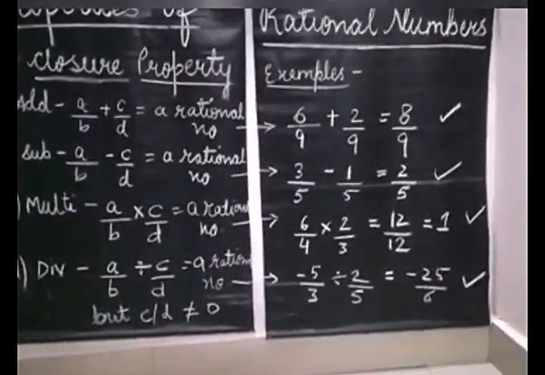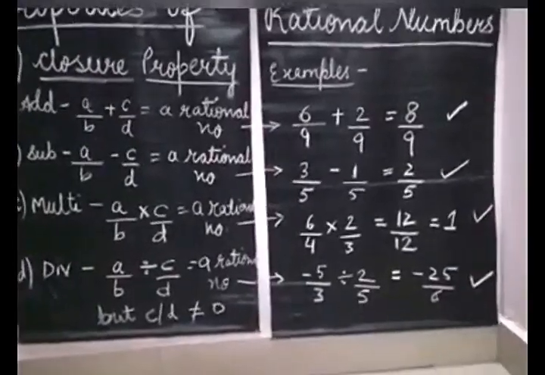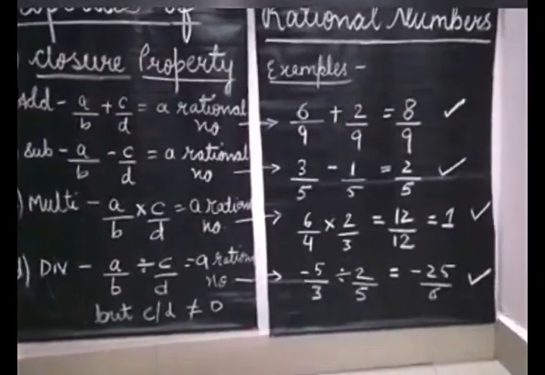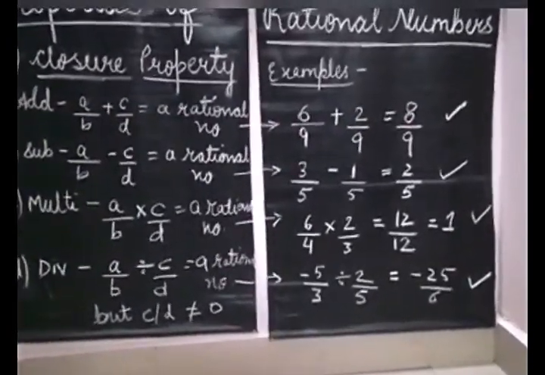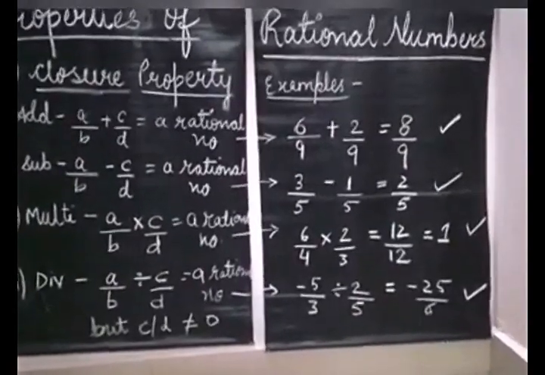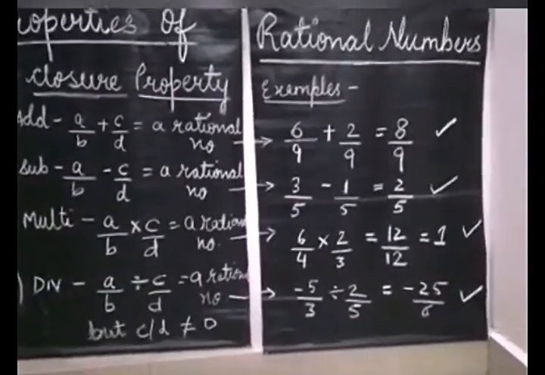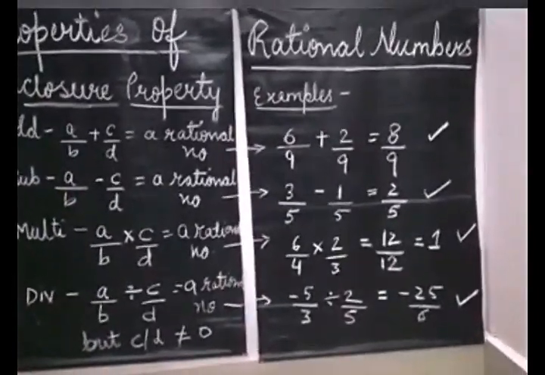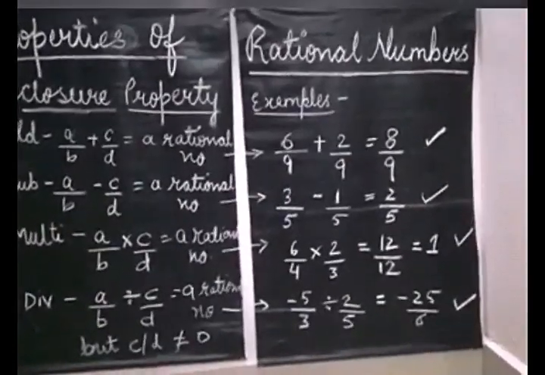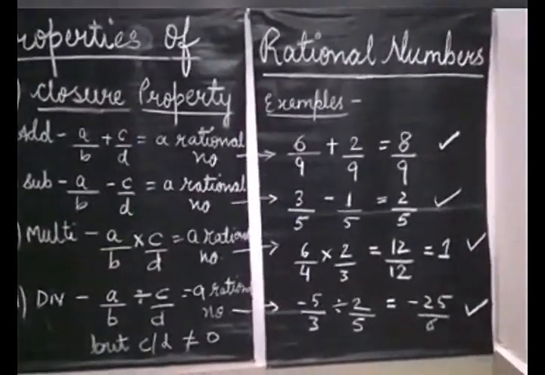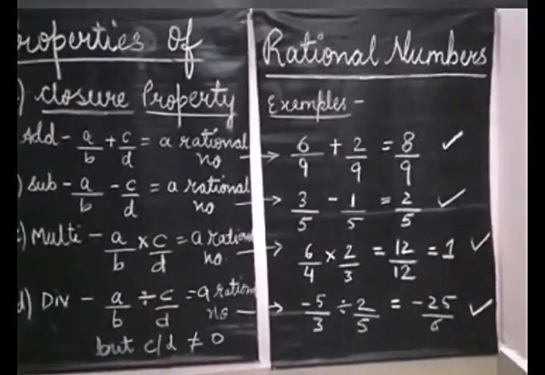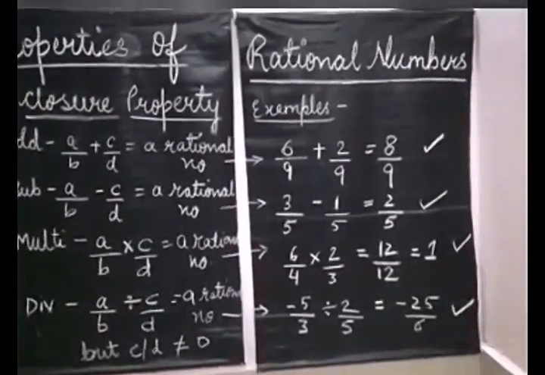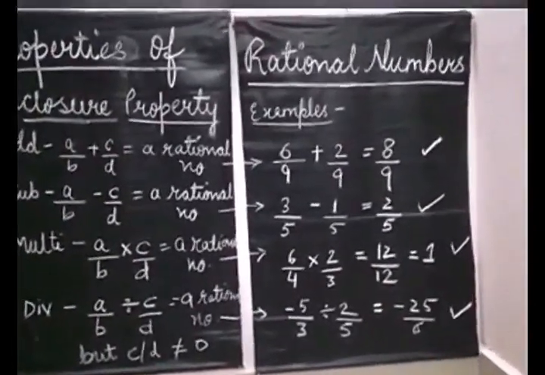But students, in closure property, the condition is that C upon D must not be equal to 0. If C upon D is equal to 0, then the closure property will not work in case of division. Hence we can say sometimes closure property is applicable in division, but sometimes it is not applicable. So we can say that closure property is applicable in case of addition, subtraction and multiplication, but not fully in case of division.